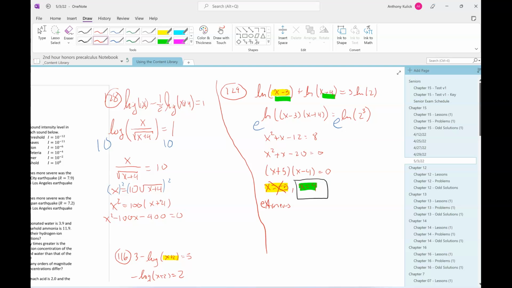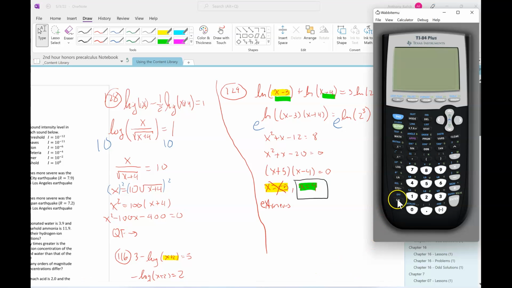Oops. Let's see. We got 8 times 50. We have 16 times 25. I don't think it factors. Do you? No. So we're just going to do the quadratic formula. I don't have enough space to write it, so I'm just going to say what I did. Is that okay? All right. And I'll just do it on my calculator.